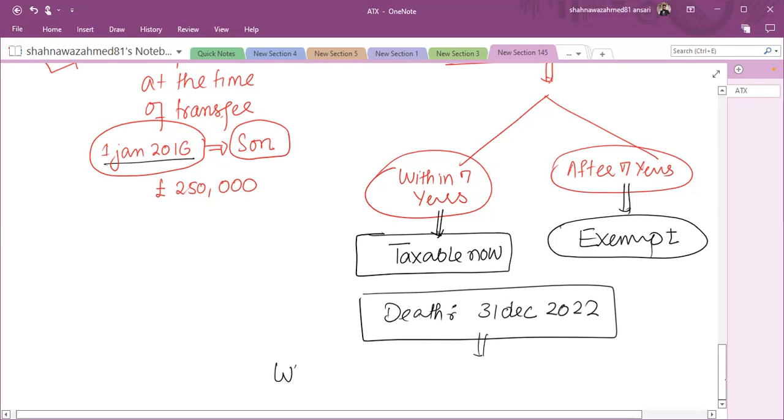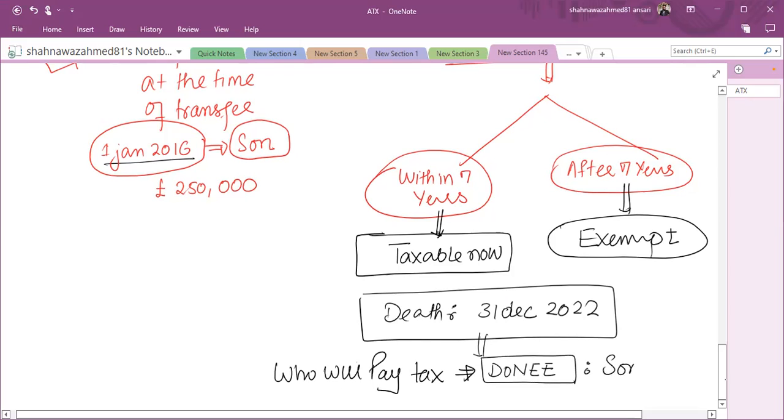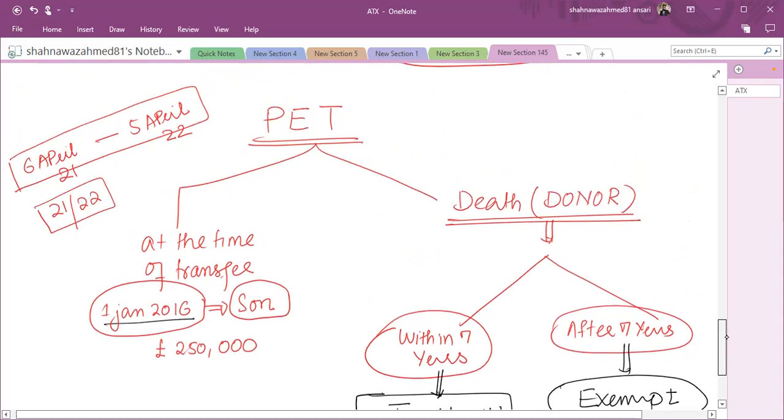Who will pay the tax now? Because the donor has died, who will pay the tax? So the tax is to be paid by the donee, that is the person who received that gift. In my example, his son will be liable to pay IHT. This is one scenario, right? This is called a potentially exempt transfer.